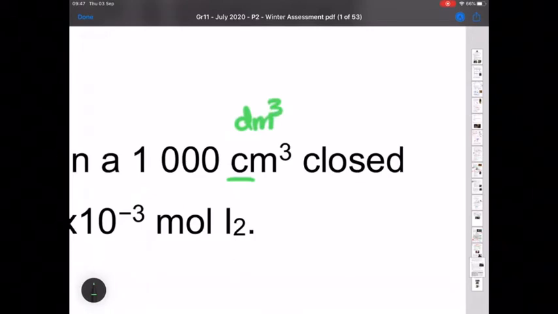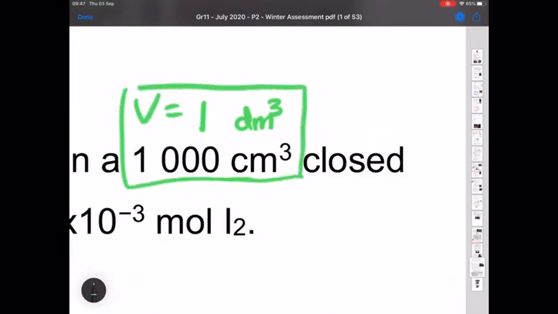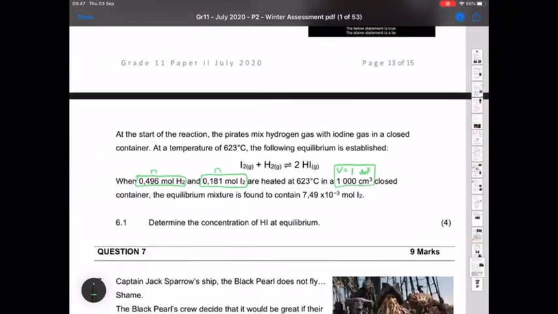How do you do that? 1,000 centimeters cubed, divide by 10 three times. So divide by 10 cubed, in other words, divide by 1,000. So that will give us 1 decimeter cubed. That's our volume. Please make sure you convert. A lot of you lost marks for not converting. So it happens in a closed container.